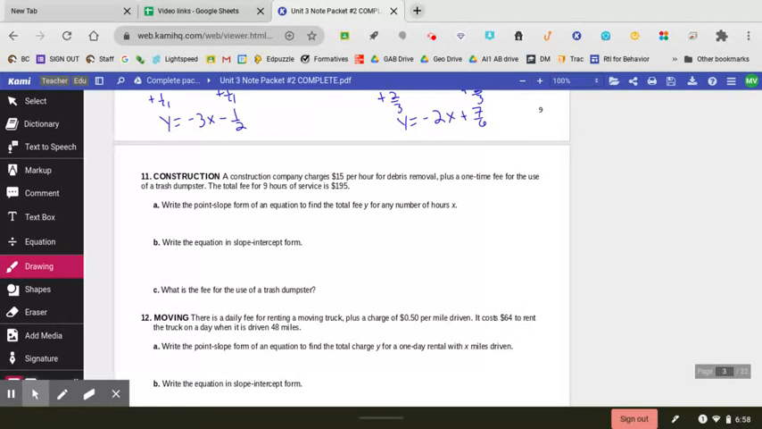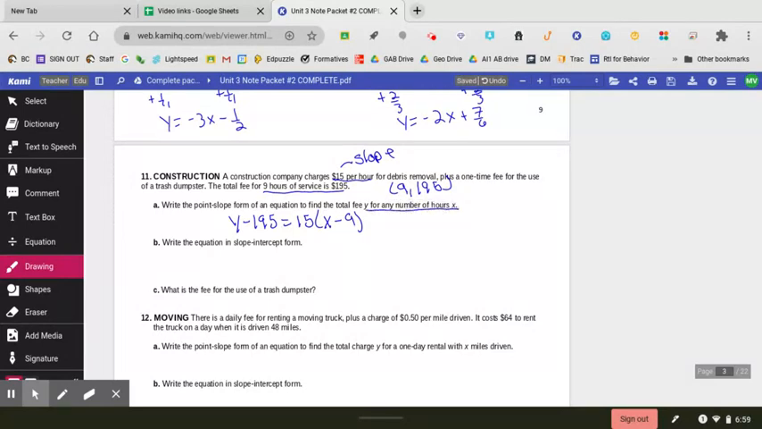A construction company charges $15 per hour for debris removal, plus a one-time fee for the use of a trash dumpster. The total fee for 9 hours of service is $195. When we read that, it's important that we read $15 per hour, that's our slope, and that 9 hours for $195 is a point. So we can write our equation in point slope form. That means y minus 195 equals 15 (x minus 9). And notice that it is y for any number of hours x. Now write the equation in slope-intercept form.